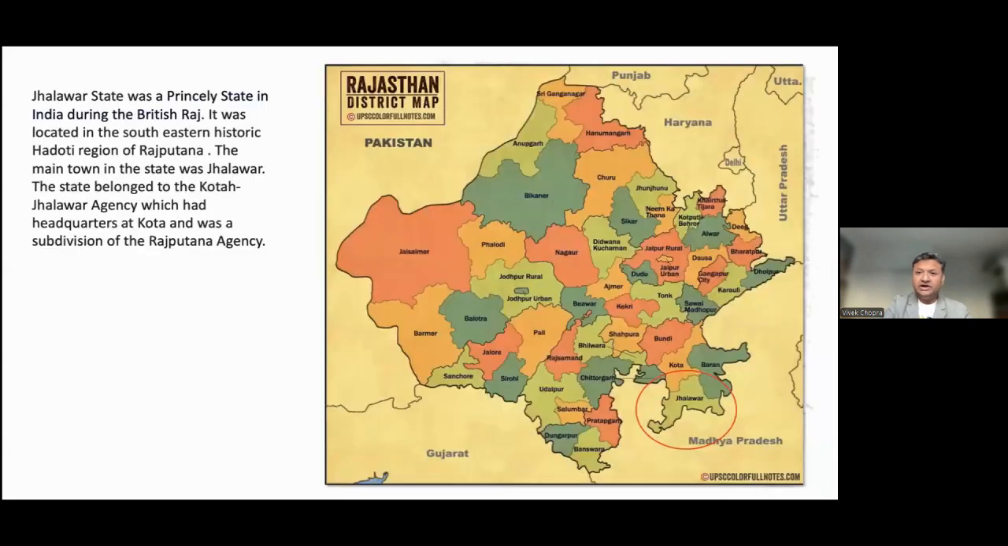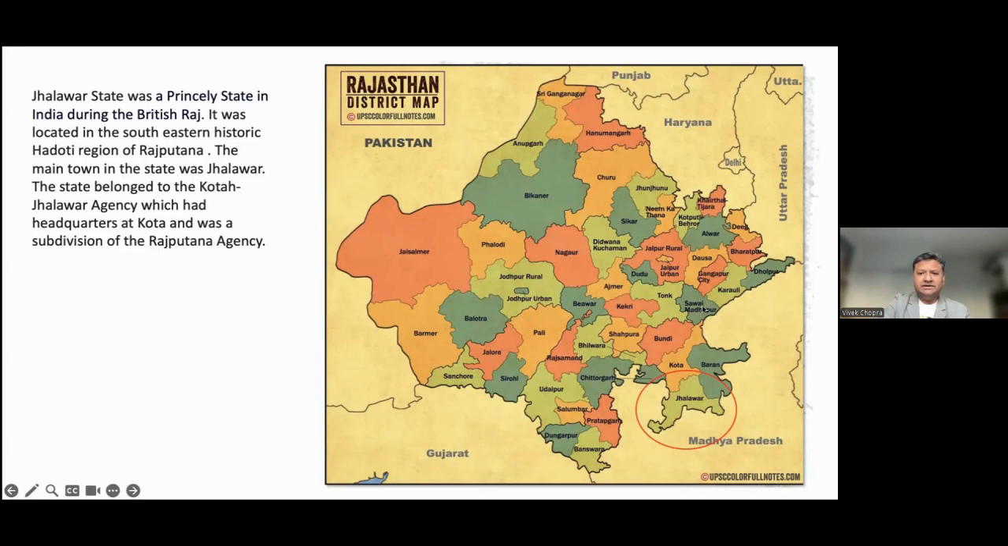Coming to Jhalawar, here is the map of Rajasthan. That's where the state is. You can see that it is on the extreme west border. It borders with Pakistan, as well as other states of India, Punjab, Madhya Pradesh, and Gujarat, on the right-hand side, as you can see in the graph. Jhalawar was a princely state in India during the British Raj. It was located in the southeastern historic Hadoti region of Rajputana. So you see that red circle right here.